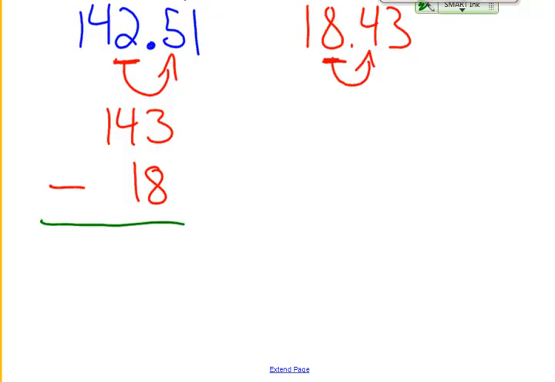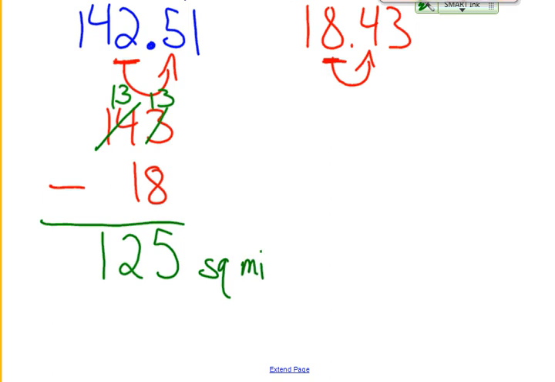And so we have 3 minus 8, can't do that, so I'm going to borrow here. That becomes 13. This becomes 13. Wow. 13 minus 8 gives us a 5. 13 minus 1 gives us a 12. Right? And so we have that idea there. And so in the end, the difference is 125 square miles.